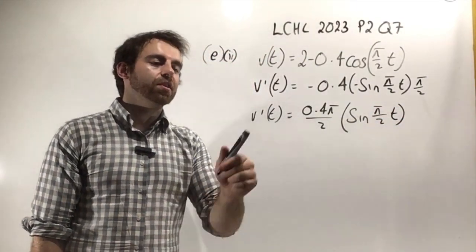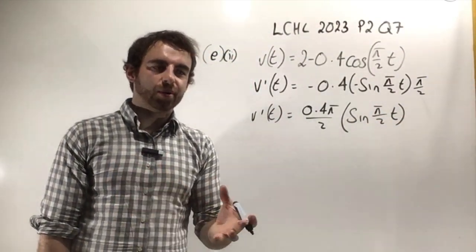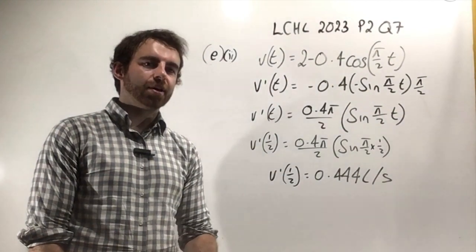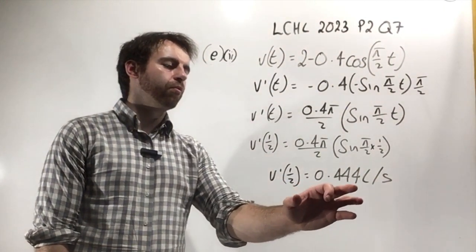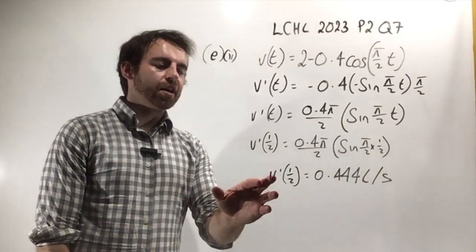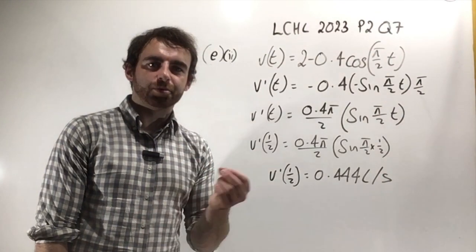Now all we have to do is sub in t equals a half, plug it into our calculator and get our final answer. So when you plug this into your calculator now, your final answer works out as 0.444 litres per second. Notice since V of t was in litres, now the derivative of that is in litres per second.